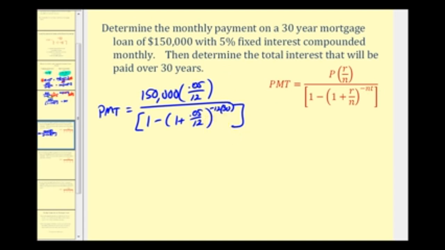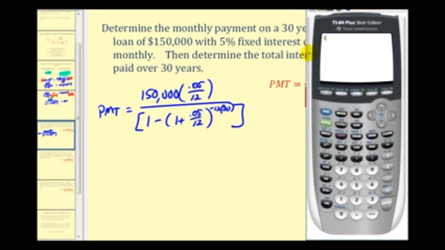Let's go ahead and evaluate this. We'll put our numerator in a set of parentheses. So there's our numerator, and we'll divide this by our denominator.